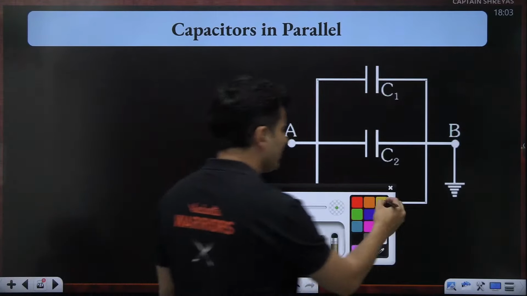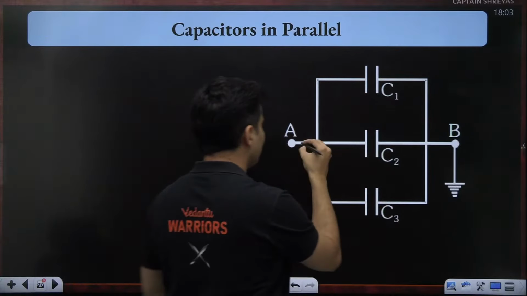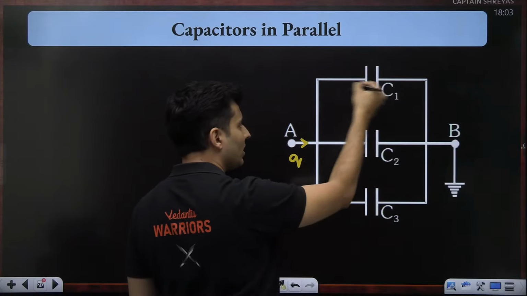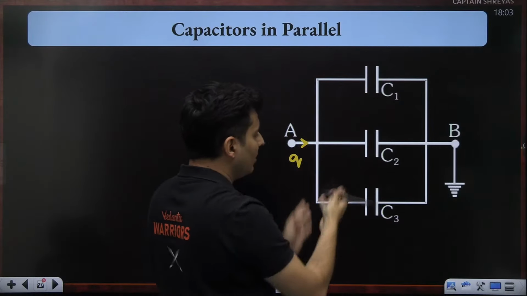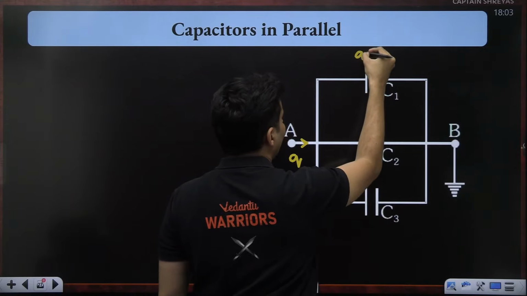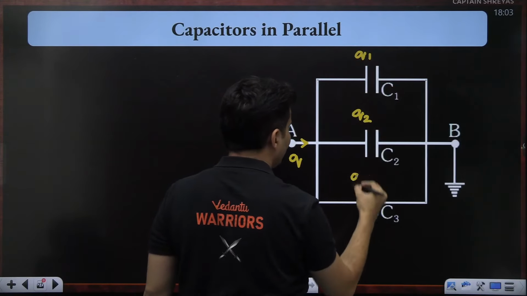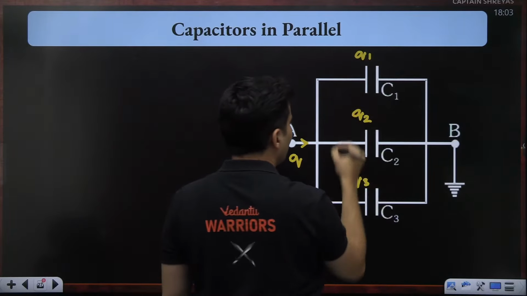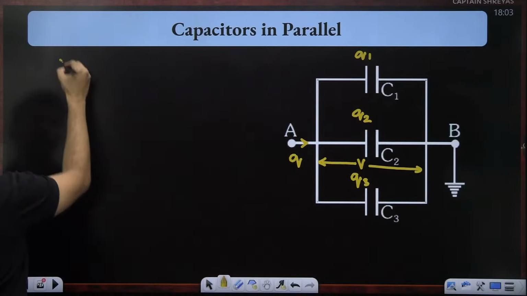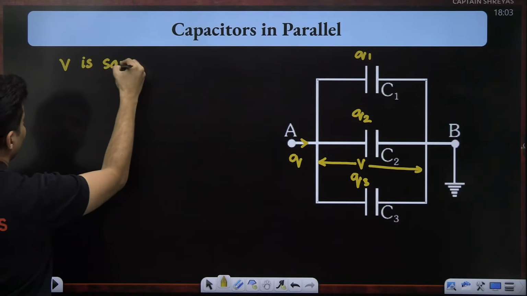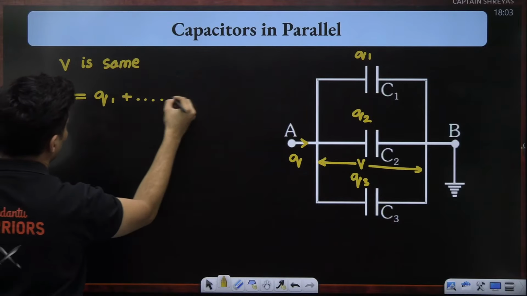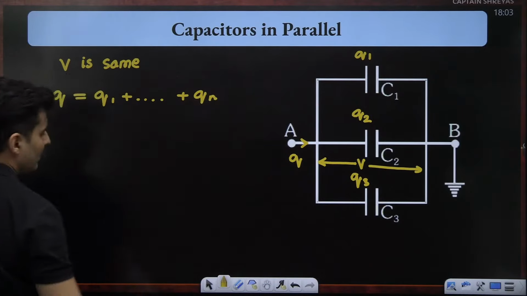When you have capacitors in parallel, whatever charge gets supplied will get distributed. Let's say 3 or 4 capacitors are there. Two charges might go here, one will go here, one will go here, so it gets distributed. If this is having Q1, this Q2, and this Q3, the charges will get distributed. What will remain the same is the voltage, just like in resistors in parallel. So voltage drop is the same, and the total charge gets distributed as Q1, Q2, Q3, depending on the number of capacitors.